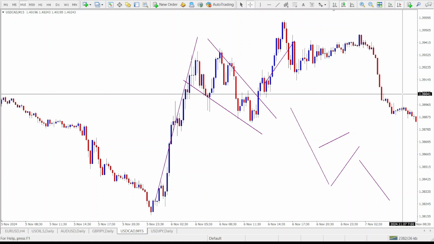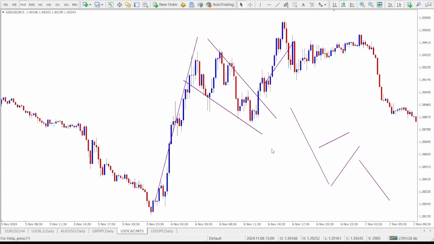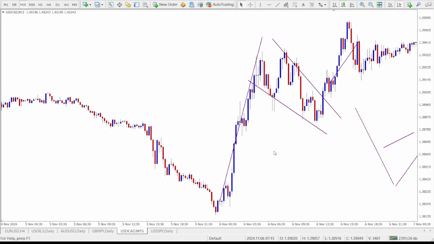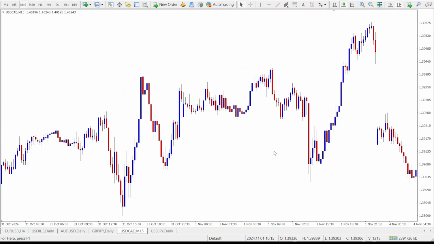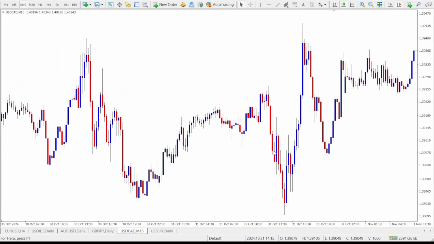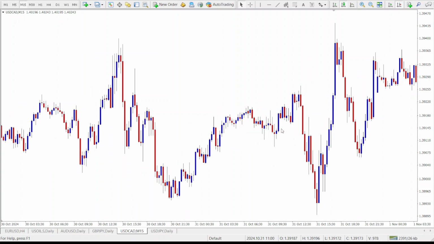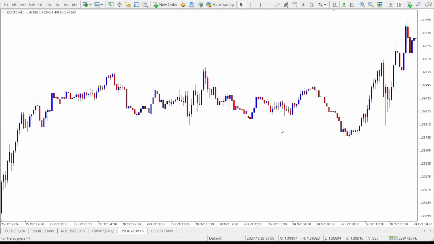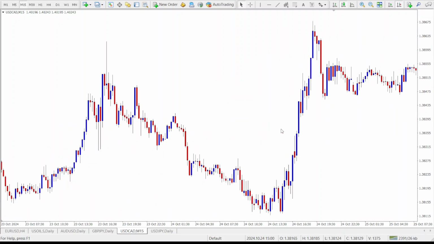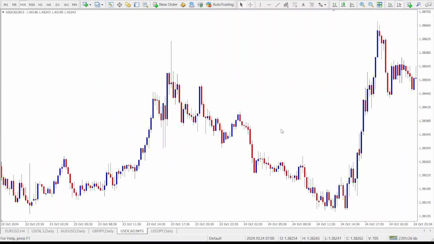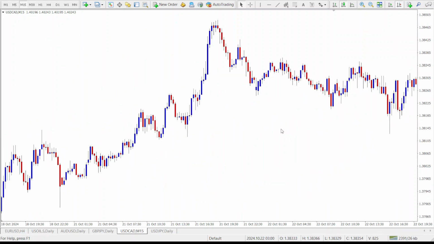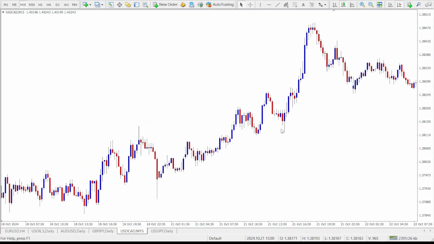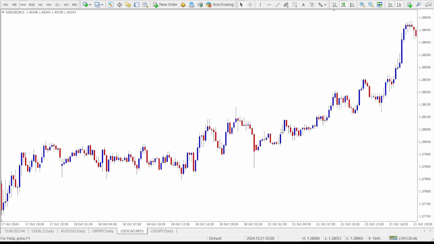Now let's move on to pennants. Pennants are similar to flags but are much smaller in size. They form after a strong price move and have converging trend lines that resemble a small symmetrical triangle. Let's see if we can find a pennant. The key difference between a pennant and a flag is the pennant's more compact size and the fact that it typically forms after a larger price move.